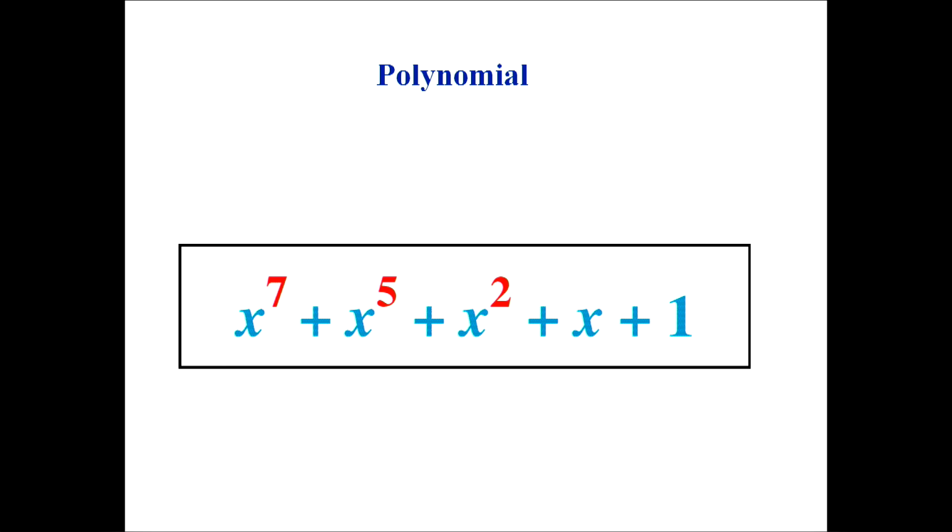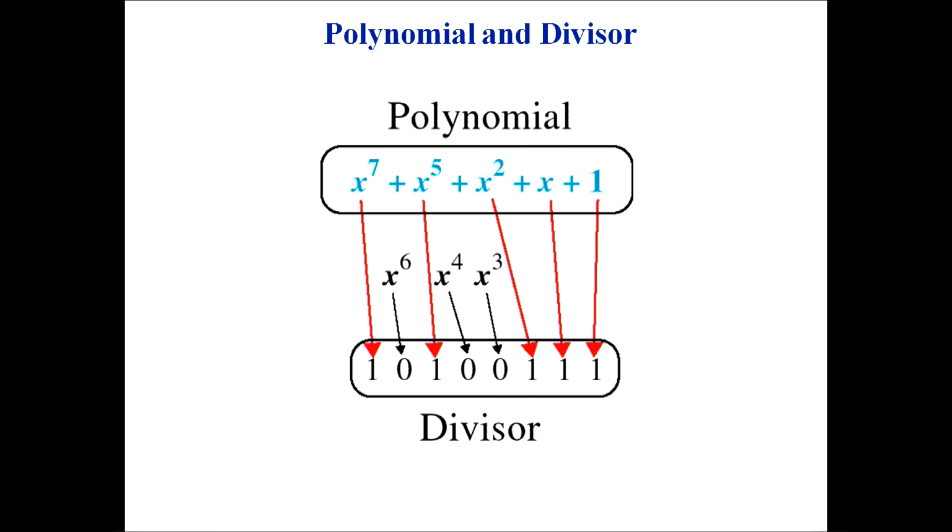To choose the divisor, the sender will use a polynomial. For example, x power 7 plus x power 5 plus x power 2 plus x power 1 means for the 7th bit we are going to put 1, for the 5th bit we are going to put 1, for the 2nd bit we are going to put 1. The remaining bits will be 0.